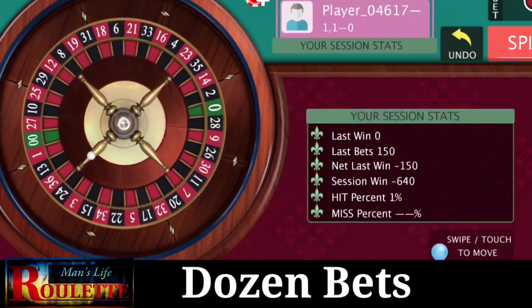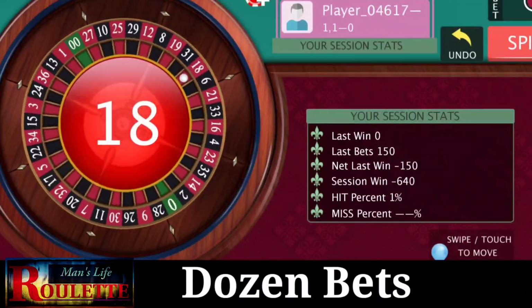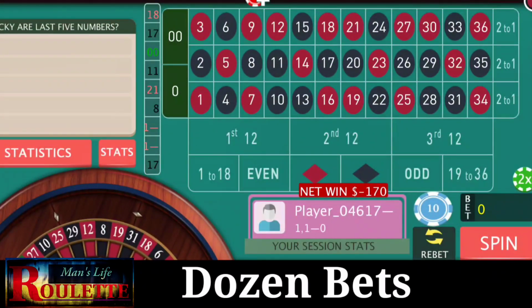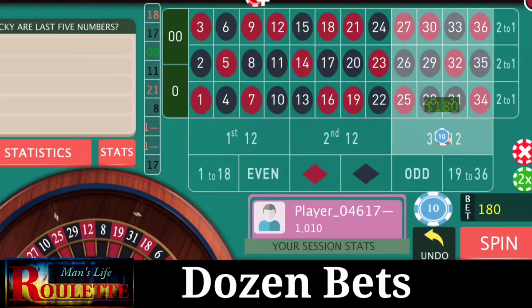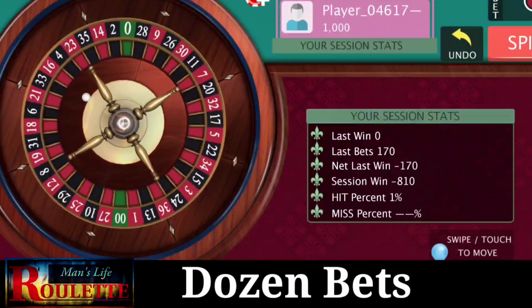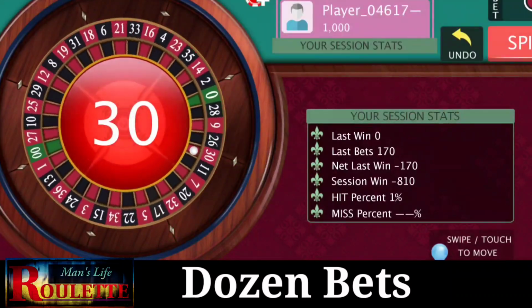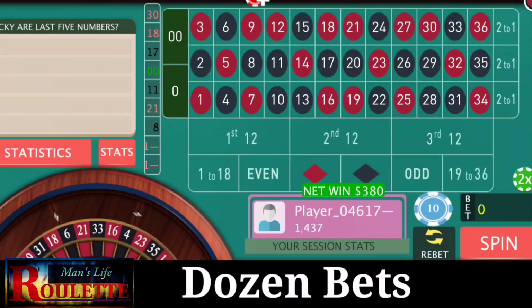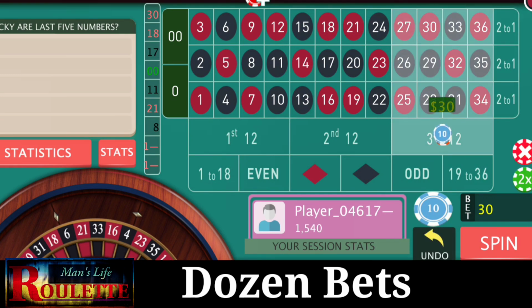This time 18, and again I lose. So as per the strategy, again I have to repeat and increase the bets. This time it's 30 and I win here. So last bet was $190, so it's time to reduce $10 from my bets. As I told you, for every winning spin you have to reduce your bets by $10, and after every losing spin you have to increase your bets by $20. So last bet was $190, so it's time to decrease it to $180.